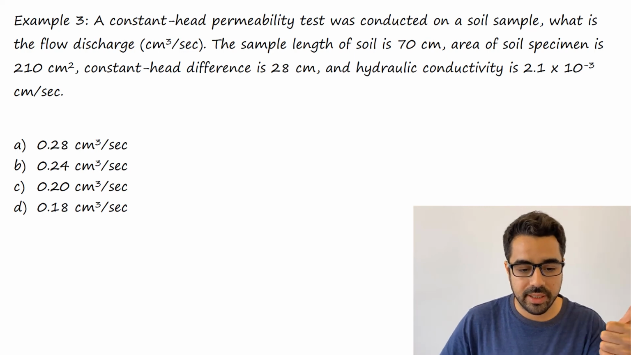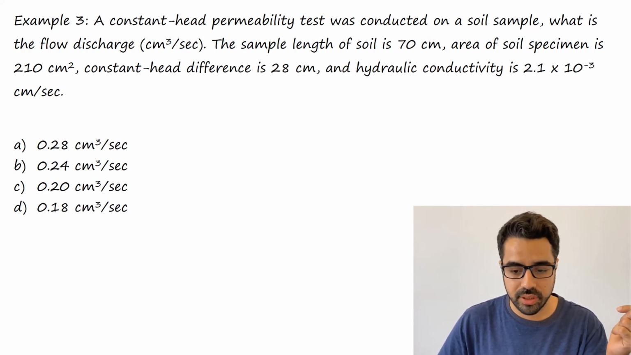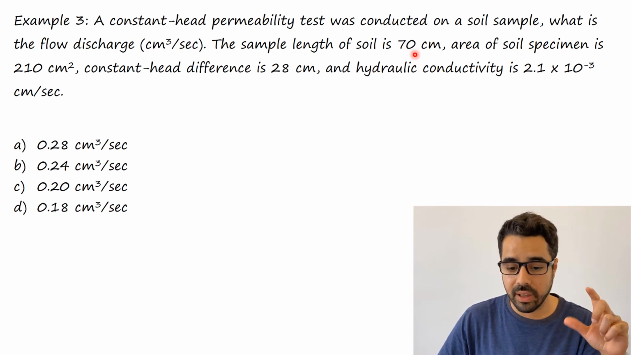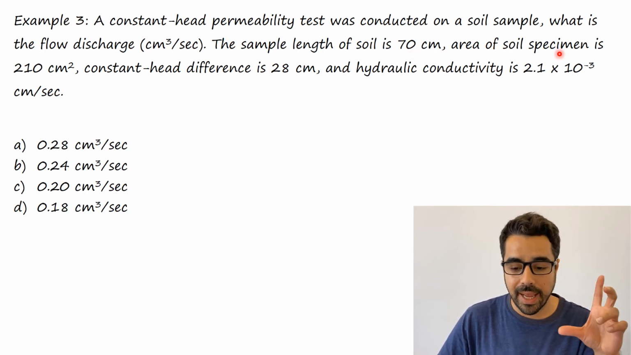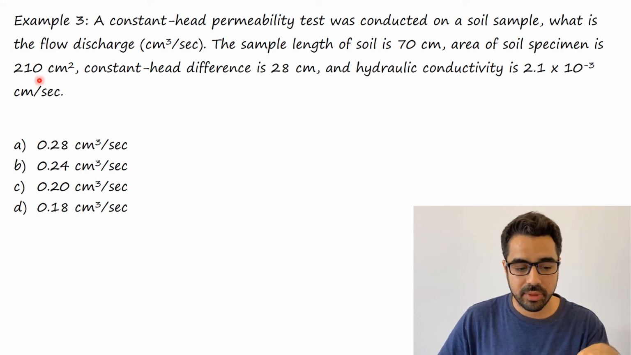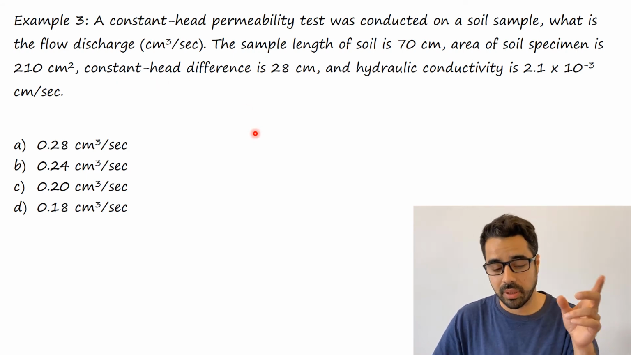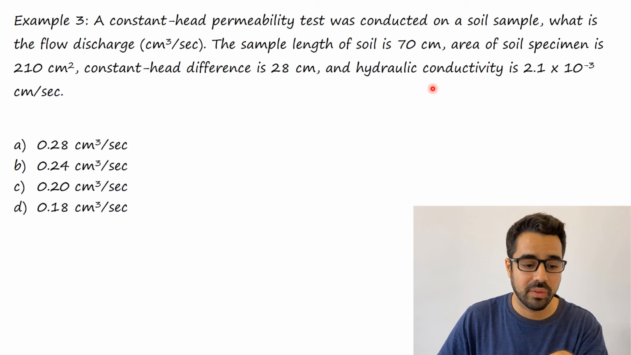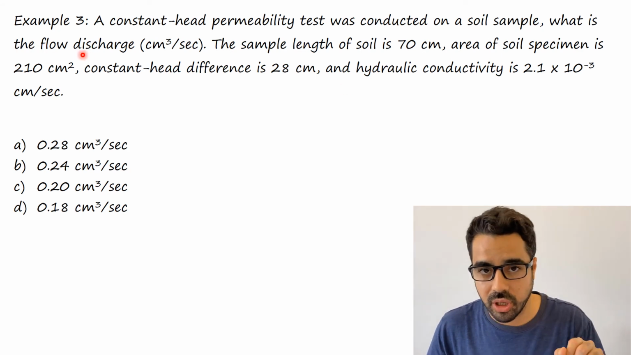So a constant head test was done to find the permeability. The flow discharge is what they're looking for, in cubic centimeters per second. The sample length is given as 70 centimeters. This is L. The area of the soil specimen A is 210 centimeters squared. Now all the units are the same. The constant head difference, this is delta H, or sometimes called H, is 28 centimeters. The hydraulic conductivity, or coefficient of permeability, is given. What we're looking for is the flow discharge.